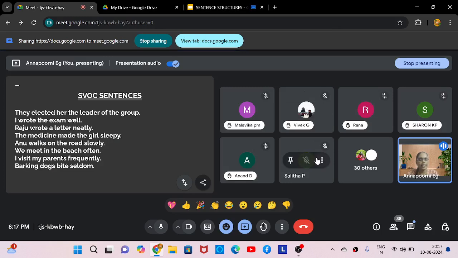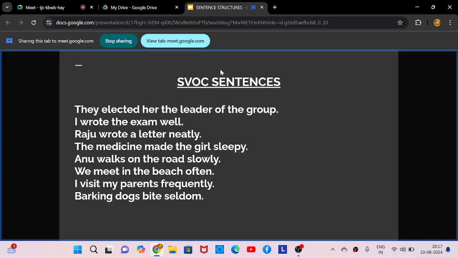Who is ready to read it? Salita, can you read it? Yes, ma'am. They elected her the leader of the group. I wrote the exam well. Raju wrote a letter neatly. The medicine made the girl sleepy. Anu walks on the road slowly. We meet in the beach often. I visit my parents frequently. Barking dogs bite seldom. Very good, very good. Actually, the last one is a famous proverb.